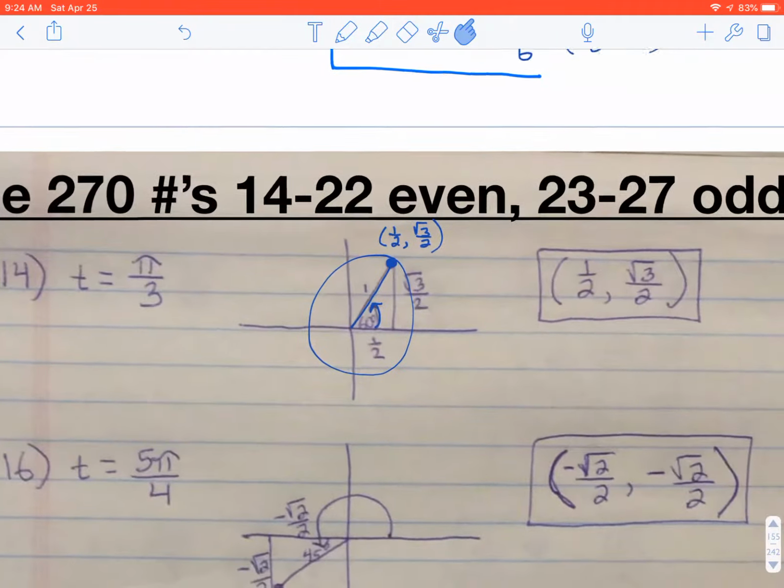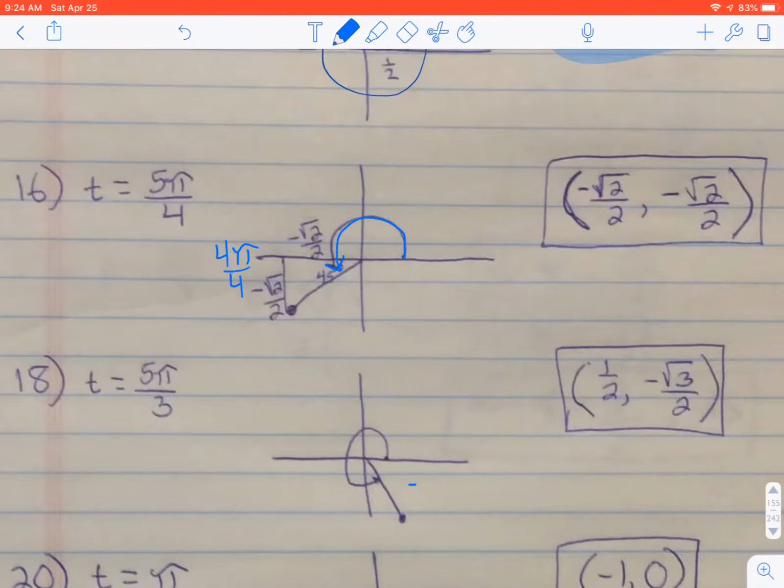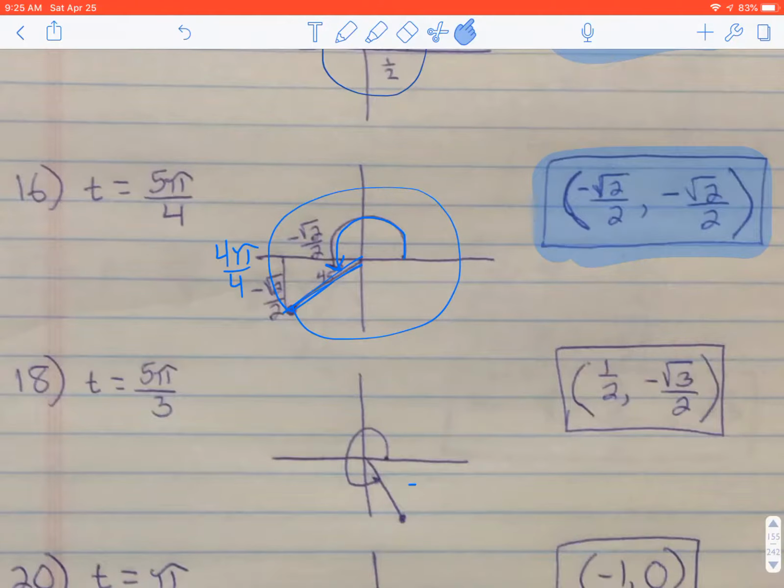Okay. Number 16, t equals 5 pi over 4. So again, starting with finding the location of 5 pi over 4. If you still need to make a note for where different points are on your unit circle, you may do that. Okay, 5 pi over 4 is right here. Okay, that's our family of 4, so we know it's going to be square root 2 over 2, square root 2 over 2, but since we're in quadrant 3, they're both negative. Okay? So your cosine is negative square root 2 over 2. Your sine is negative square root 2 over 2. Okay? So there's our ordered pair for number 16.